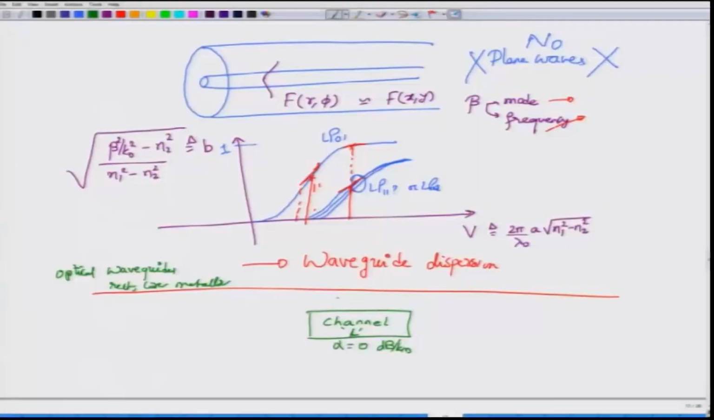I am not specifying what the channel is, except to say that the propagation constant beta is a function of frequency, which I will denote as beta of omega.